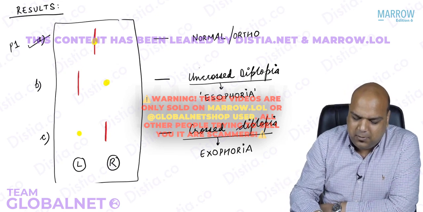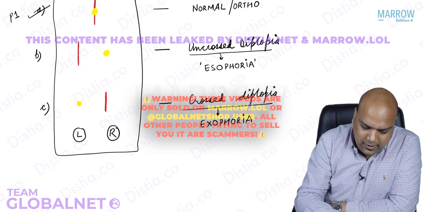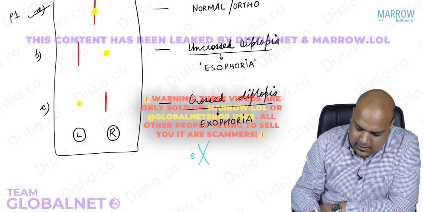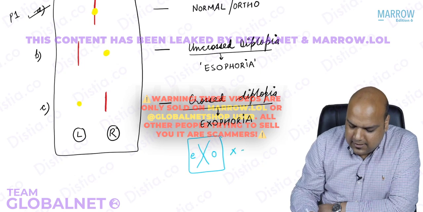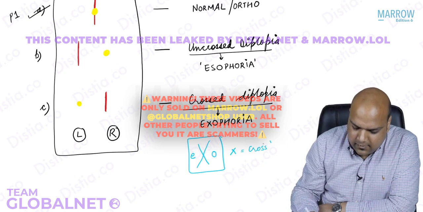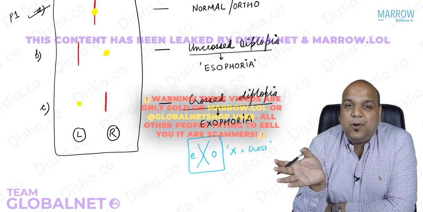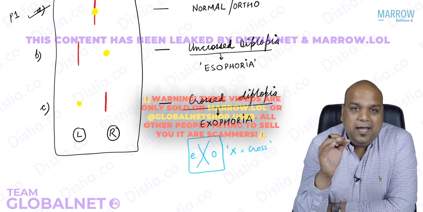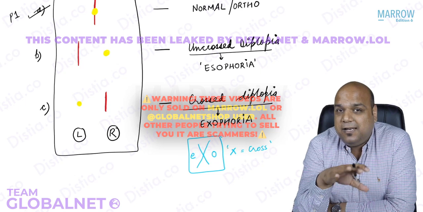Along with that, please remember uncrossed ESO, crossed EXO. A very simple trick to remember I can say is, if I write EXO, it is EXO. Can I write like this? Can I say X is equal to cross? Okay. So very simple way to learn that X means cross. So EXO will have crossed diplopia and ESO will have uncrossed diplopia. Am I making myself very clear here, everybody?